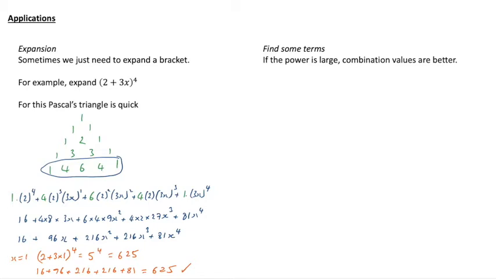For finding some terms, in some situations, if the power is large, then combination values are better. So, for example, we might be asked or need to find the first 4 terms of (1 plus a half x) to the power of 10 in ascending powers of x. So that's ascending means the first 4. We could write out Pascal's triangle down to the 10th row. In fact, we'd only have to do the first 4 numbers of the 10th row, but that still would take quite a while. So it's better to use combinations.